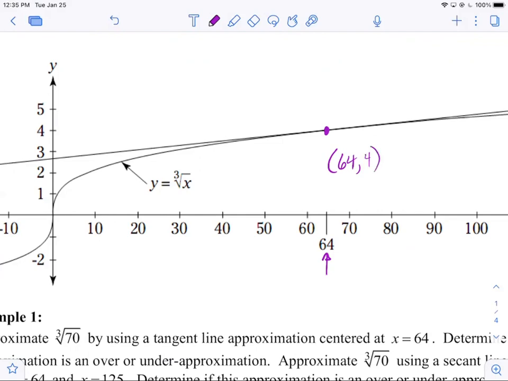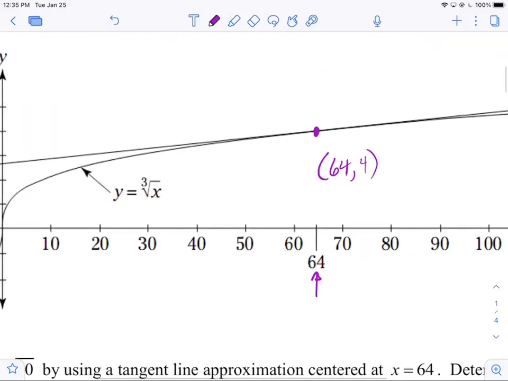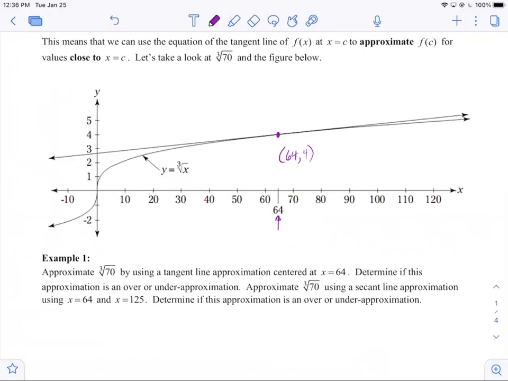Okay, so at the point (64, 4), we can draw a tangent line. Now if you draw the tangent line, you can see that it's really hard to differentiate between the tangent line and the curve itself for quite a while, until they start to separate. So if you wanted to approximate the cube root of a number in the vicinity of a known perfect cube like 64, you might just use the equation of the line to get that value rather than the equation of the cube root of x, because it's easier to obtain.